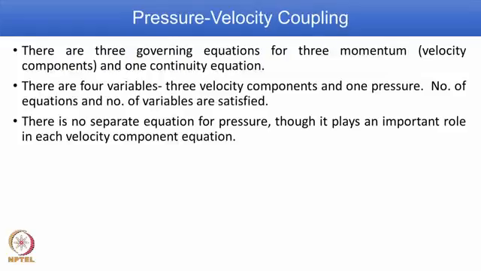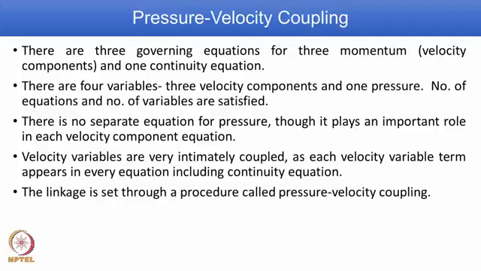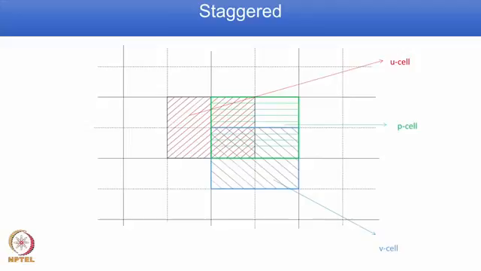Though pressure appears in each momentum equation, there is no separate equation for pressure, and the pressure derivative plays an important role in each momentum equation. The velocity terms appear in each equation and they are strongly coupled. So the linkage between pressure and velocity through these 4 equations is established by a procedure known as the pressure-velocity coupling procedure. In this particular class we are going to look at a scheme called the SIMPLE scheme.